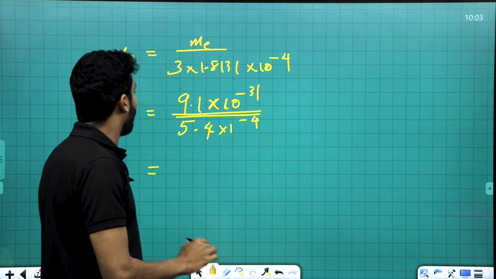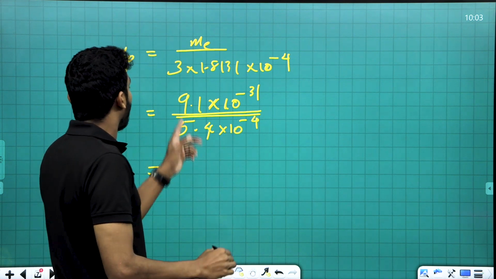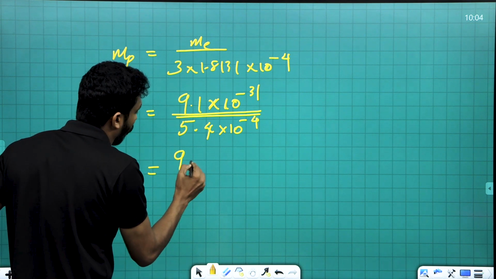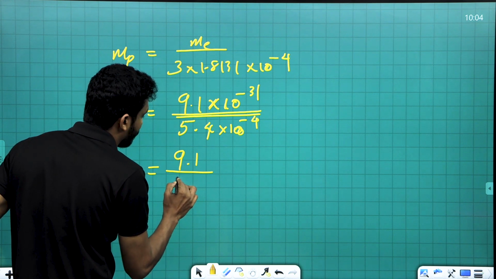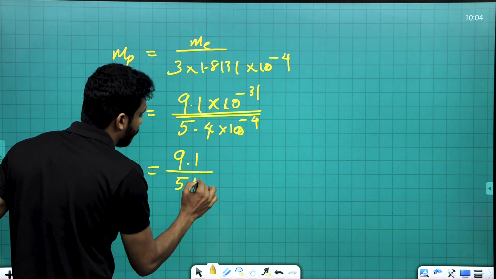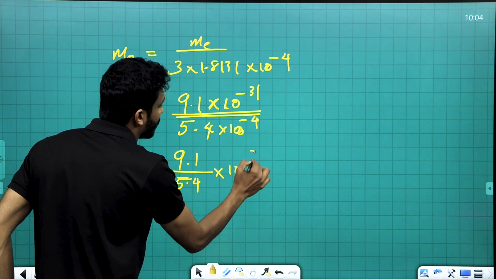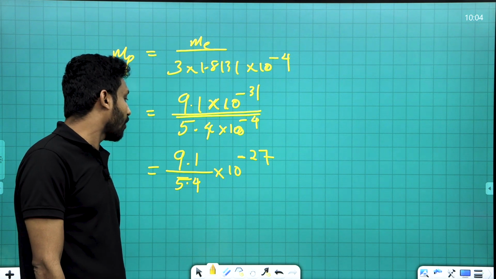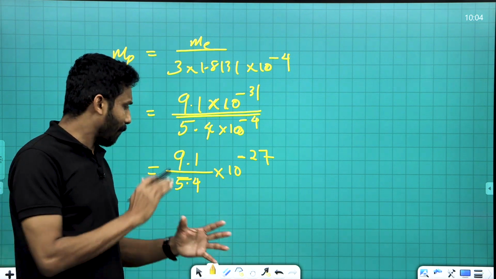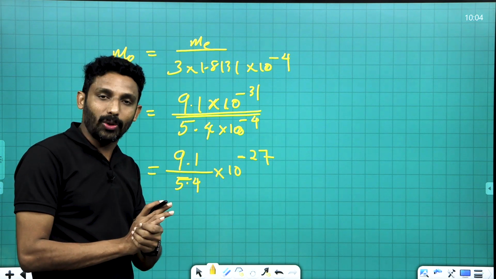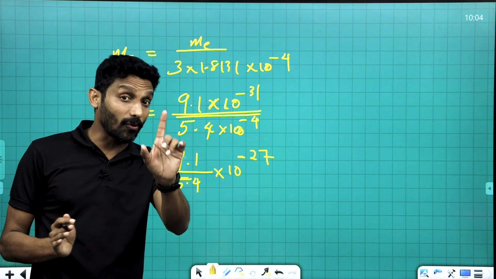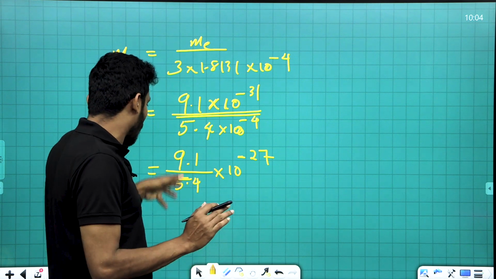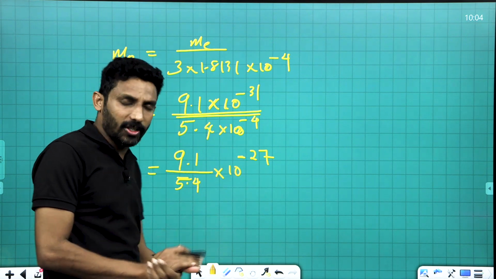Then 9.1 divided by 5.4 into 10 power minus 27. 9 divided by 5.4 is approximately 1.67, so 1.6 in that range into 10 power minus 27. That is the mass of proton or that of neutron, which are almost the same. Mass of proton and neutron are almost the same, almost 1.6 into 10 raised to minus 27.